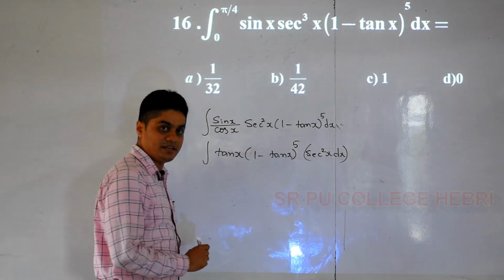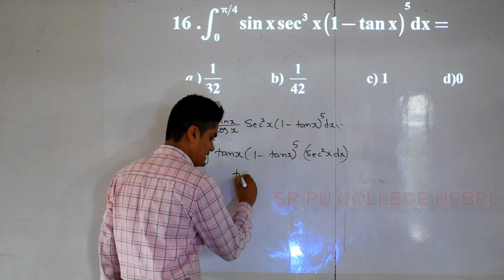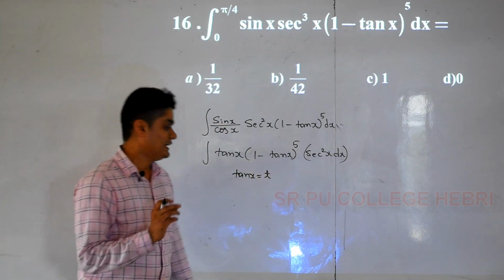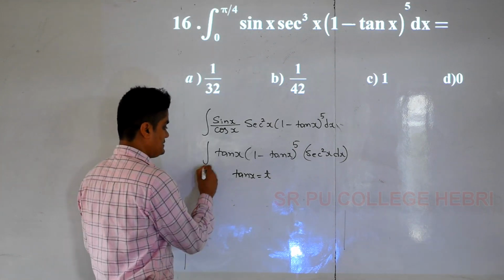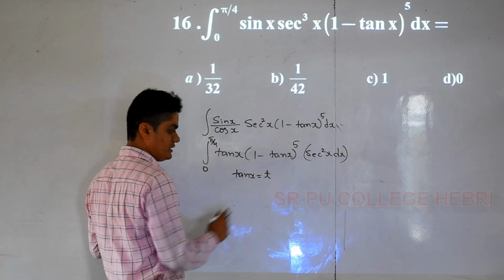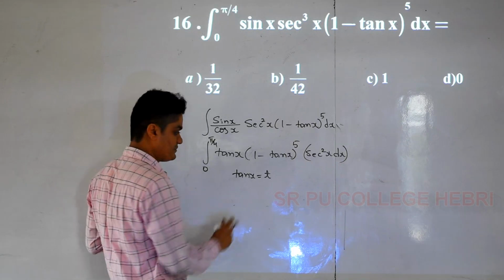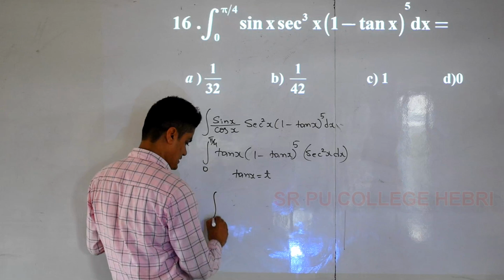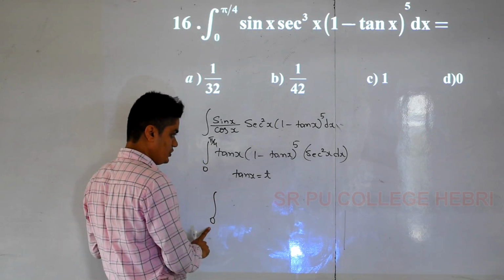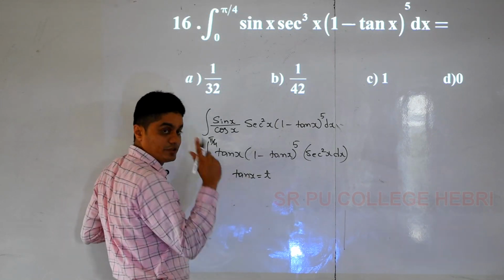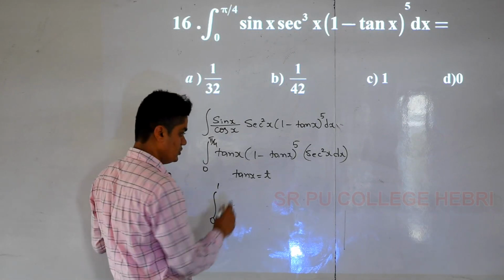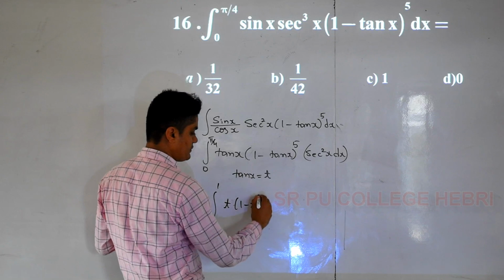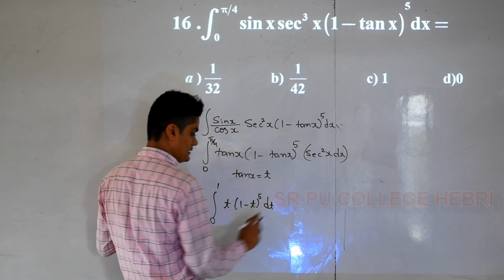So what we should do, tell me? Yes, you're right. Tan x is equal to t. Remember here, since it is definite integration, after this substitution the limit will change. When x is equal to 0, not an issue, it is 0 only. I'll not solve everything, remember that. When x is pi by 4, tan pi by 4 is 1. So this will be (1 minus t) to the power 5 dt, with tan x equal to t.